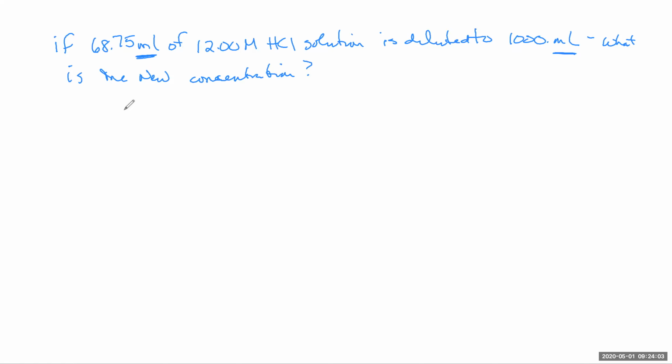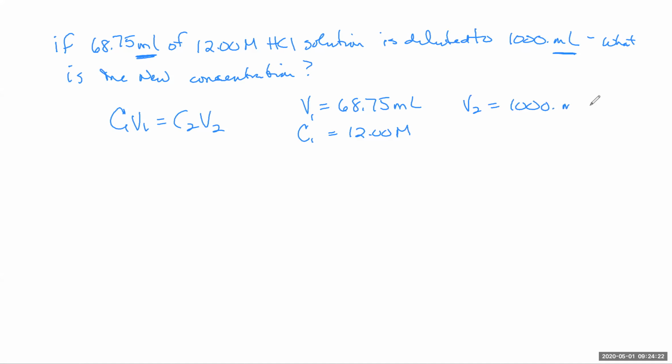So in my equation I have C1V1 is equal to C2V2. And what do I know? I'm given a volume of 68.75 milliliters when my concentration is 12 molar. These are at the same time, so I'm going to give them both ones. V2 is now given to me as 1,000 milliliters, and C2 is what I'm asked for. So I just need to solve this for C2. C2 is going to be equal to C1V1 divided by V2.